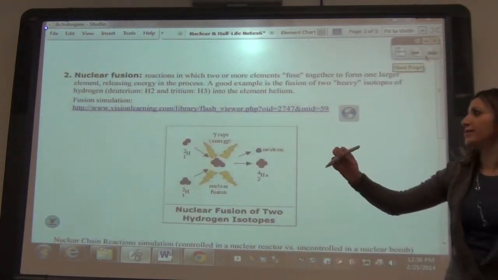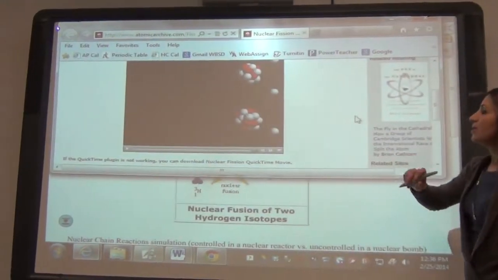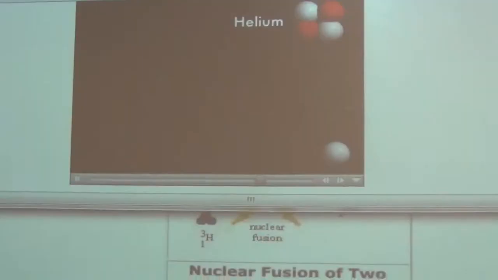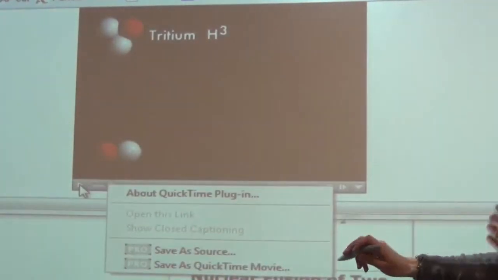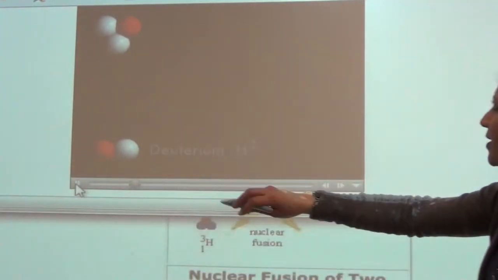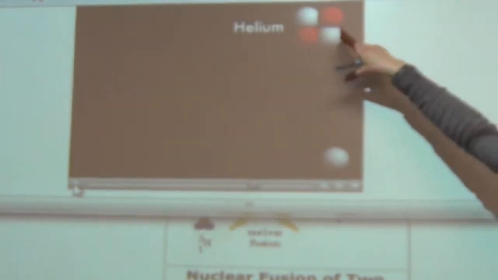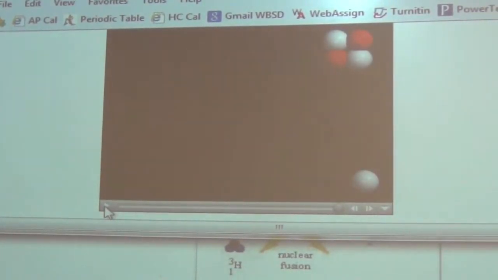And on fusion, what ends up happening? What happens with fusion? They combine. Now instead, they're going to combine, and they're going to come together. And so, let me restart this. And play. Okay, so this is showing tritium, and then deuterium is right there. So deuterium being 2 and tritium being 3, and then you have the fusion. And then the 2 split off again, that's representing a neutron, and what ends up being left behind is helium.